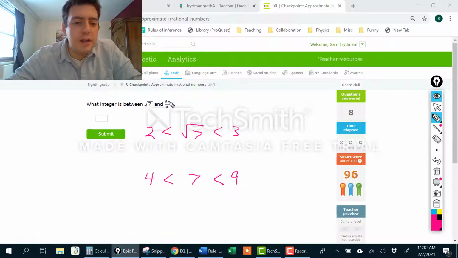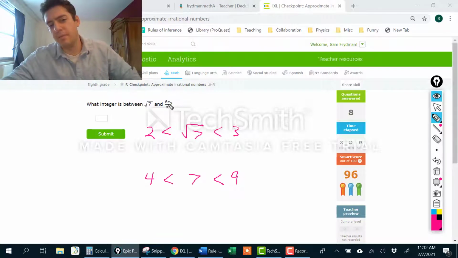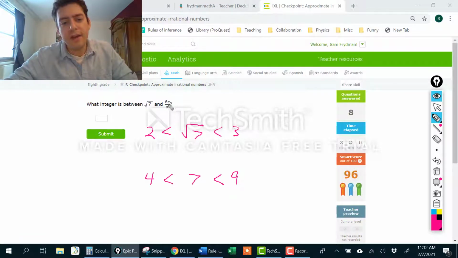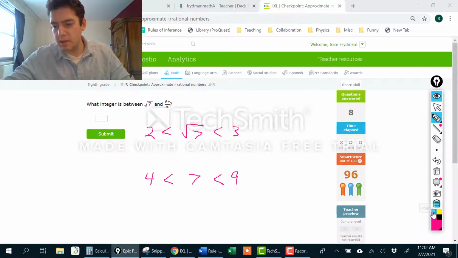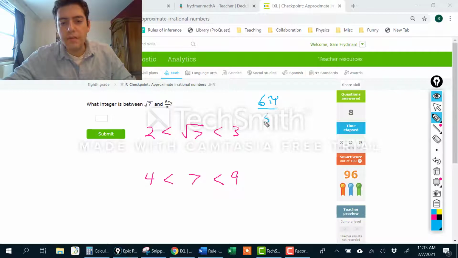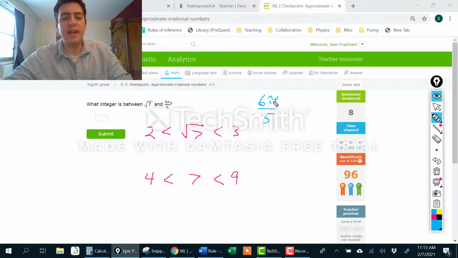So pi is, yeah, well, anyway, 6/5. So 6 over 5 is a little bit more than 1. And so, yeah, pi is approximately 3. Let's say it this way: 6 pi over 5. So it's like I'm taking pi and I'm multiplying it by 6/5.